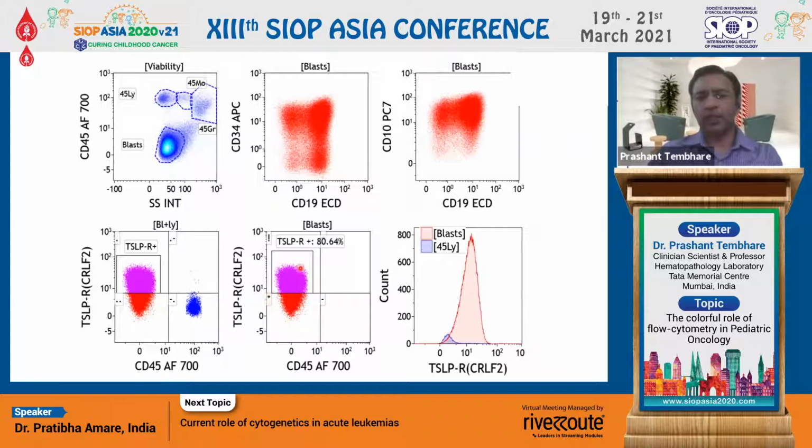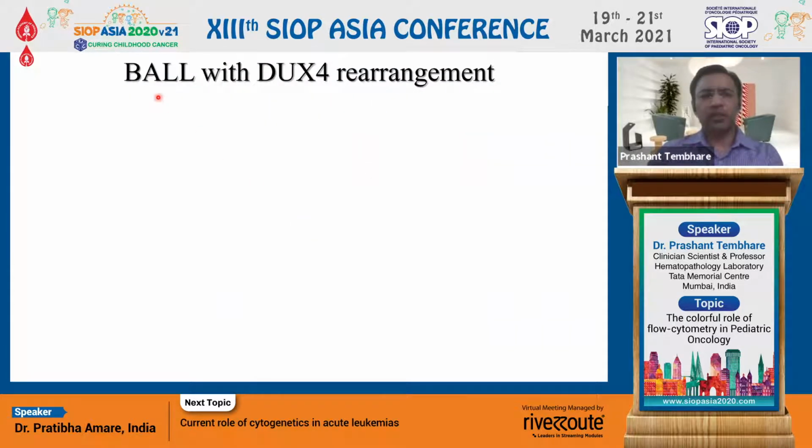So you can see 50% of Ph-like ALL can be identified using a single antibody with simple flow cytometry. This is the best and rapid method to identify Ph-like ALL, at least in 50% of cases. In the same way, the new entity, B-ALL with DUX4 rearrangement.